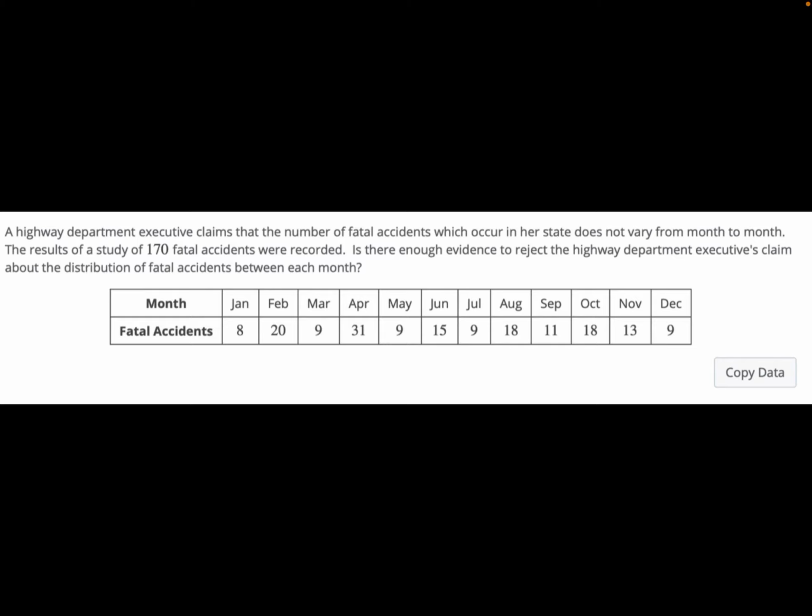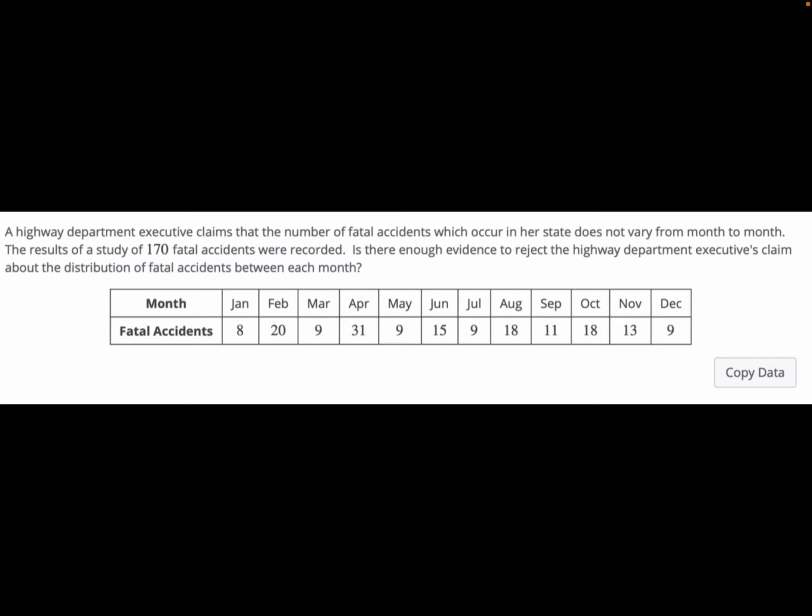Now, the null hypothesis in this case would be that the proportion of fatal accidents in each month is the same. So you have a 1 in 12 chance of having a fatal accident on a particular month, which means that you would do 170 divided by 12 would tell you how many accidents you would have in any particular month out of those 170 total accidents. That is how many you would expect each month, because you wouldn't expect from month to month that there would be a huge difference in the number of fatal accidents.